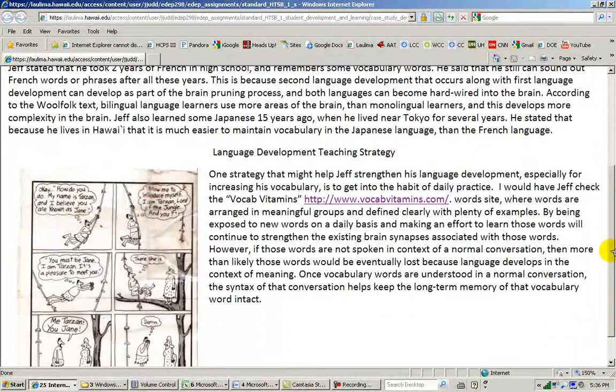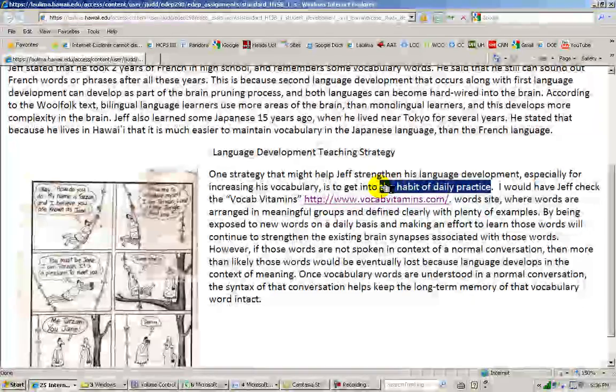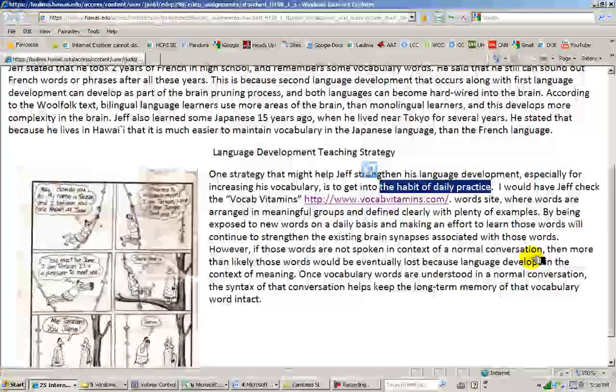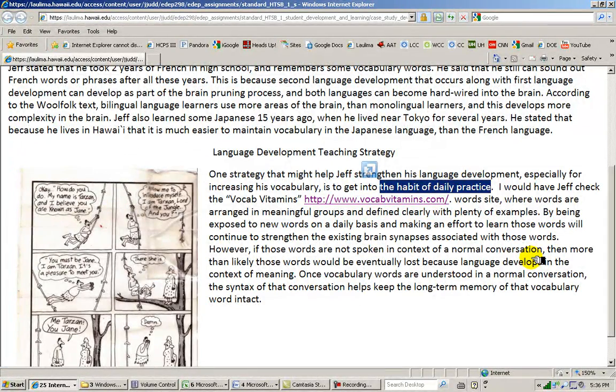And then the language development teaching strategy for this particular one is the habit of daily practice. And so this talks about how Jeff would develop his language development through daily practice. And that's it. So move on to the next section.